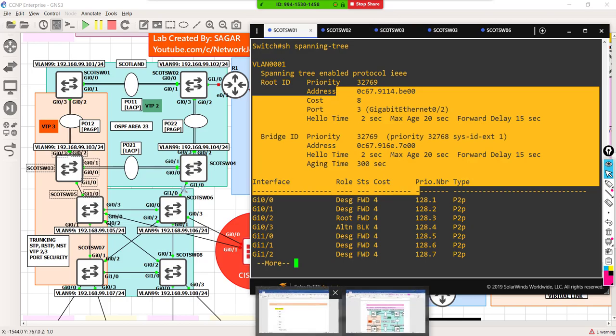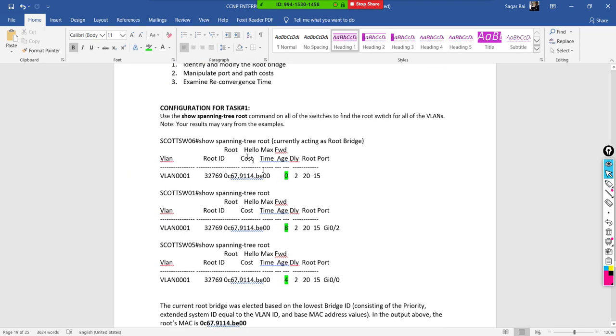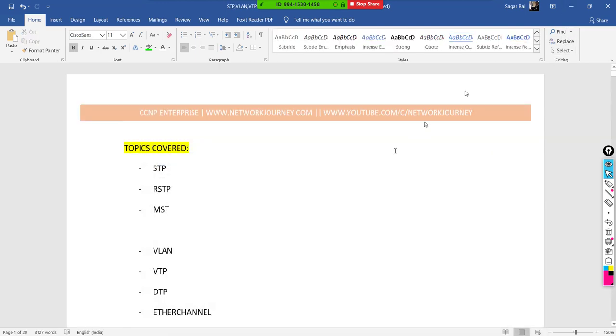So that is what I have also mentioned in my workbook. So how do we find which is the root bridge? What you have to do is find the output of show spanning tree on all the switches. Okay. There is no shortcut here. Until someone gives you the MAC address, you just cannot find it. You have to trace it down.